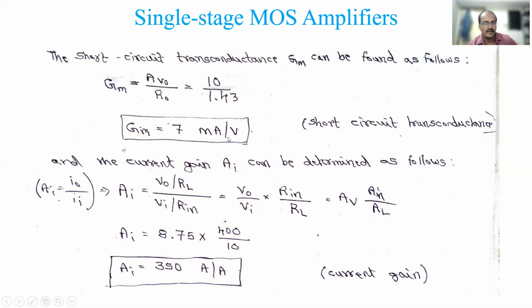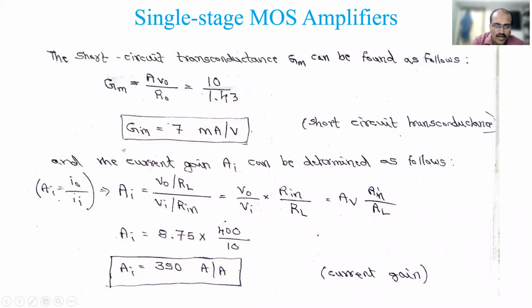Simply if you write amps per volt, you may lose the marks, because milli has a value, right? 7 and 7 milli, there is a lot of difference. So the answer will be wrong. So that's fine, be careful here. Since denominator R naught is in kilo, that's why it will come as milli. That is the short circuit transconductance. Then finally we will calculate the current gain. So the current gain AI, when load is connected, can be determined as follows. So what is the formula?